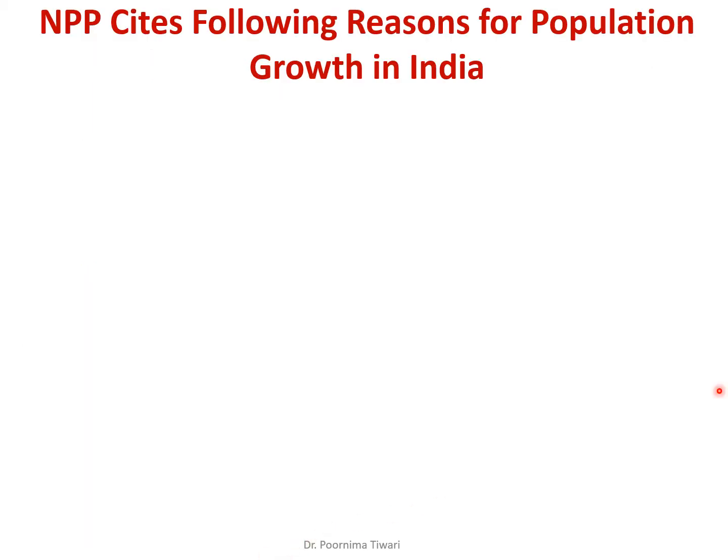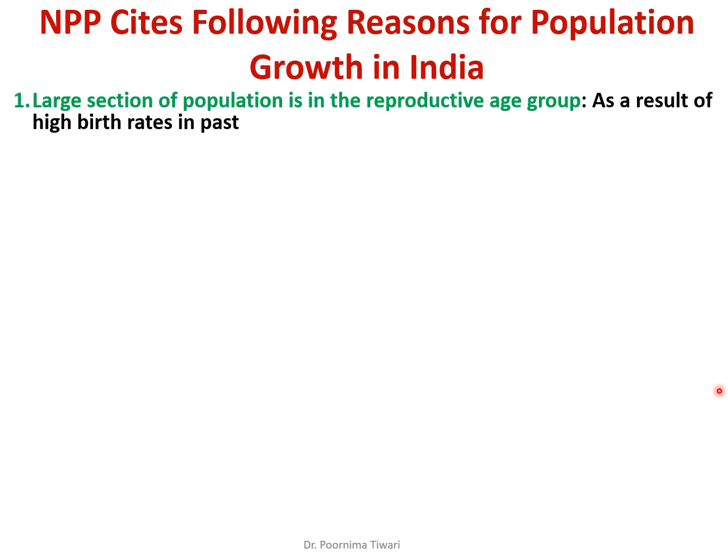The National Population Policy cites some reasons for the population growth in India. Unless we know the reason for population growth, we cannot tackle it. So it has to first identify what are the reasons for population growth. The first reason it cites is that a large section of population in India is in the reproductive age group. This is because of the high birth rates in the past.